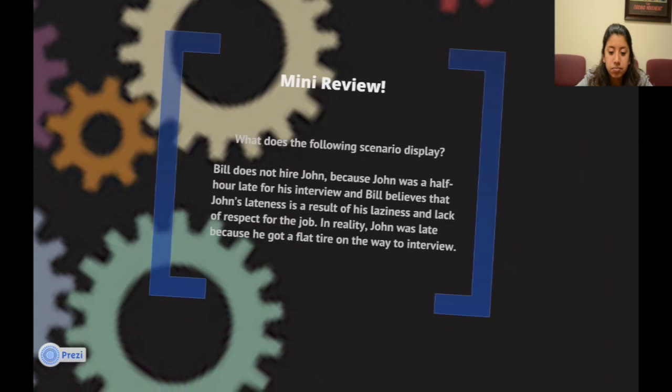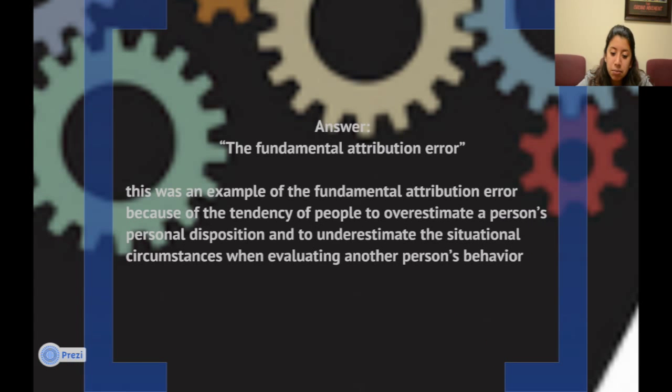and you might have said the fundamental attribution error. So this is an example of the fundamental attribution error because it's the tendency of people to overestimate a person's personal disposition and to underestimate the situational circumstances when evaluating another person's behavior. We talked about this in part 1 of social psychology, so if this doesn't make sense, go ahead and go back, or just feel free to ask us any questions.